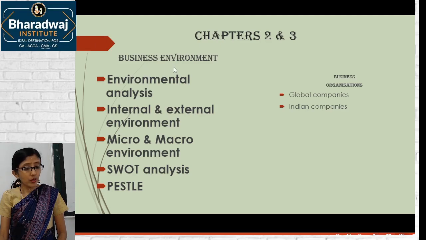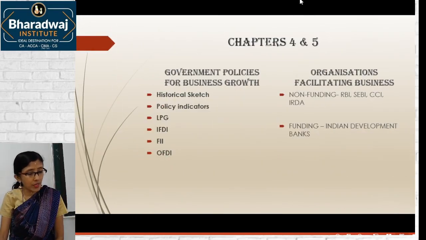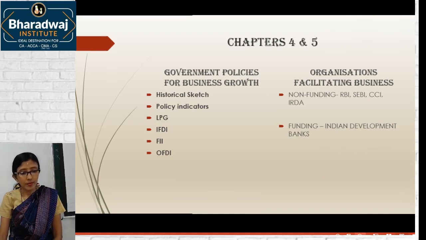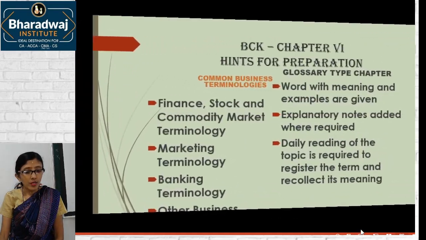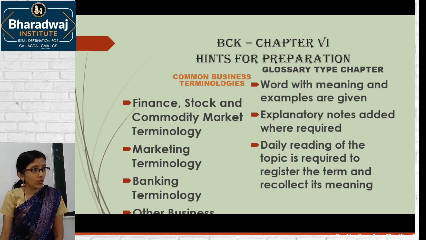So chapter 2 has all this, chapter 3, we just start with this kind of a synopsis of the topic, chapter 4, chapter 5, yeah. Chapter 6. So words with meaning and examples are given, explanatory notes in our material are added, and daily reading of the topic is required. Whether you have done it so far, I do not know. From today, I think you can start the exercise of daily reading. Okay.